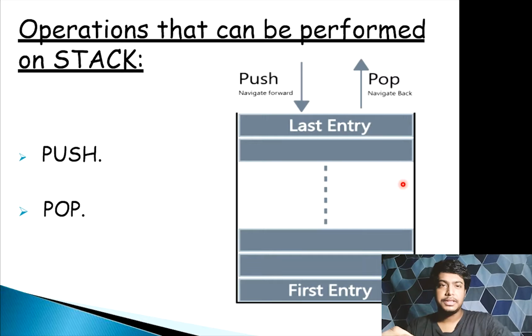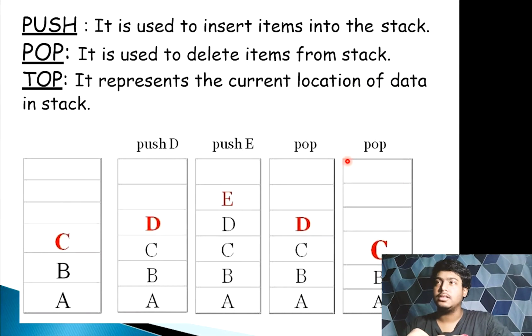So now for the push operation we need to give the data we need to push in. Pop always occurs from the top, so whichever element is there in the top, or the last entry, that will get popped out. So let's move to the next one. Okay, so it's the same thing. Push is used to insert elements into the stack on the top, and pop is used to delete elements from the stack. Okay, now top is a pointer that represents the current location of data in the stack.